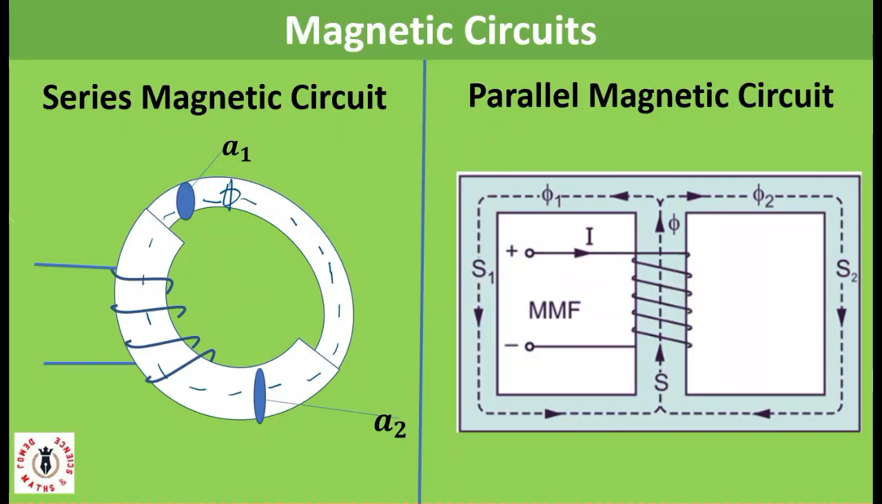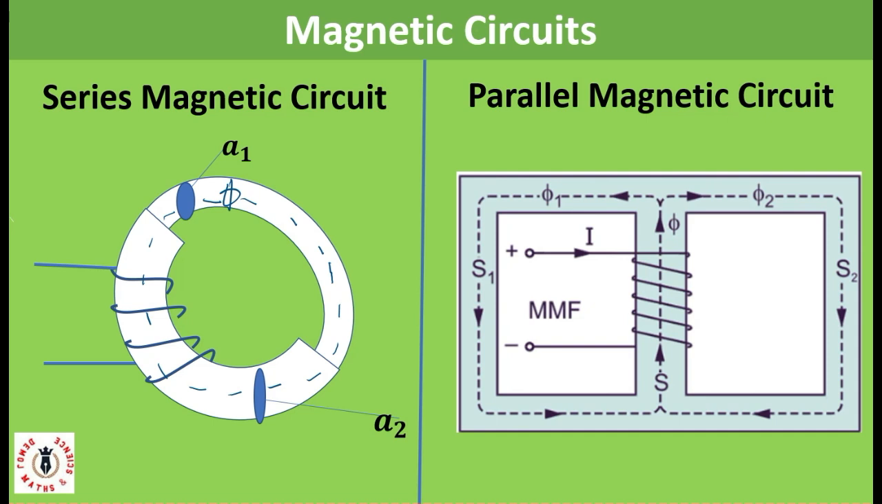In today's lesson, we'll see magnetic circuits. There are two types of magnetic circuits: the series magnetic circuits and parallel magnetic circuits. One unique thing about the series magnetic circuit is it could comprise different types of materials and dimensions, but the flux moves in the same path. But in the parallel magnetic circuit, the flux moves in different paths.